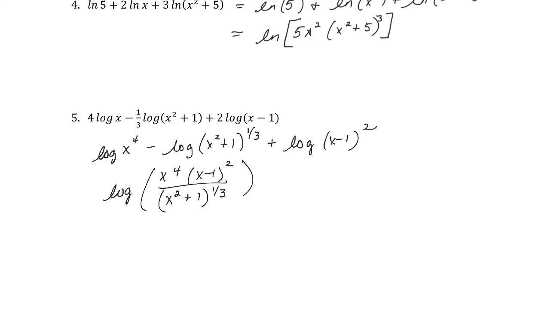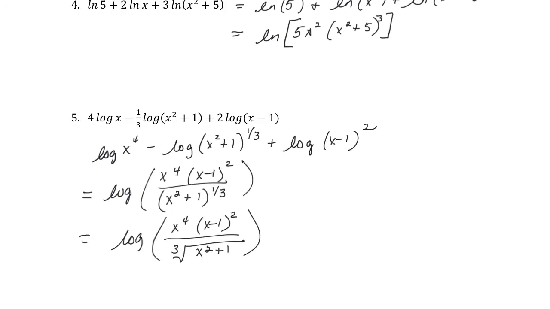If you want to convert that to a radical, it's log x to the fourth times x minus 1 squared divided by the cube root of x squared plus 1. Make sure you put parentheses around the entire expression.